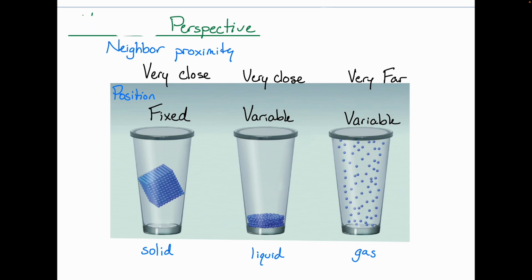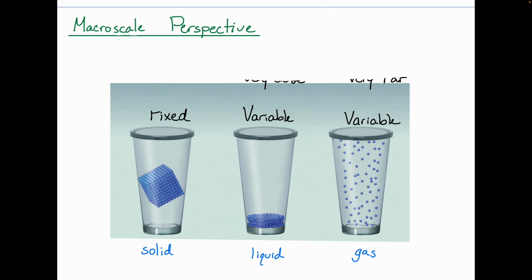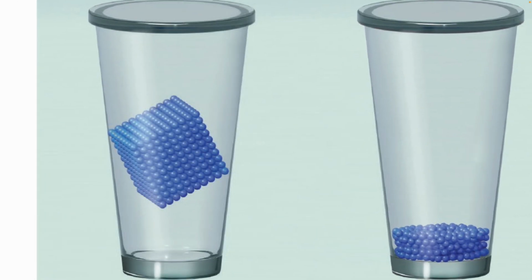Now we're going to talk about what we would call a macro scale perspective. That is if we were to see it with our eyeballs at the scale in which we are, which is very, very much bigger than atoms or molecules. What do we see that differentiates these three states of matter? First of all, we are going to talk about the shape of this substance. Our example solid here is a cube.